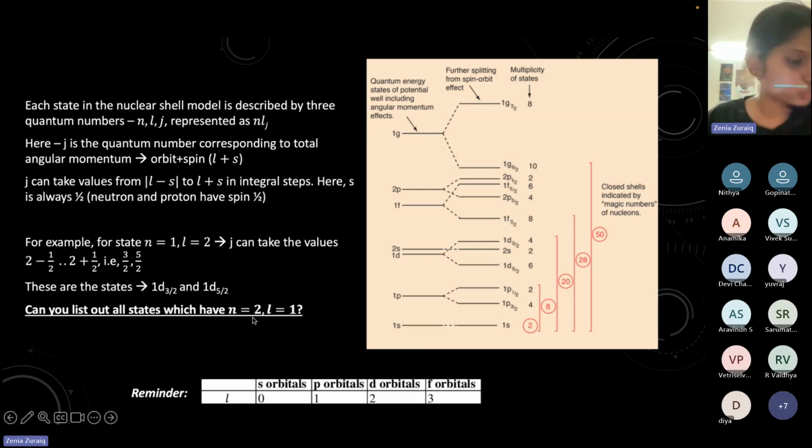So again, n is equal to 2 gives you the n value. L is equal to 1. If you look at this, I have basically given you the answer here. P is what is L is equal to 1. The only thing you have to do is remember that you have to take 1 minus half and 1 plus half. So that's half and 3 by 2, as your friend said. So the answer is 2p half and 2p 3 by 2.